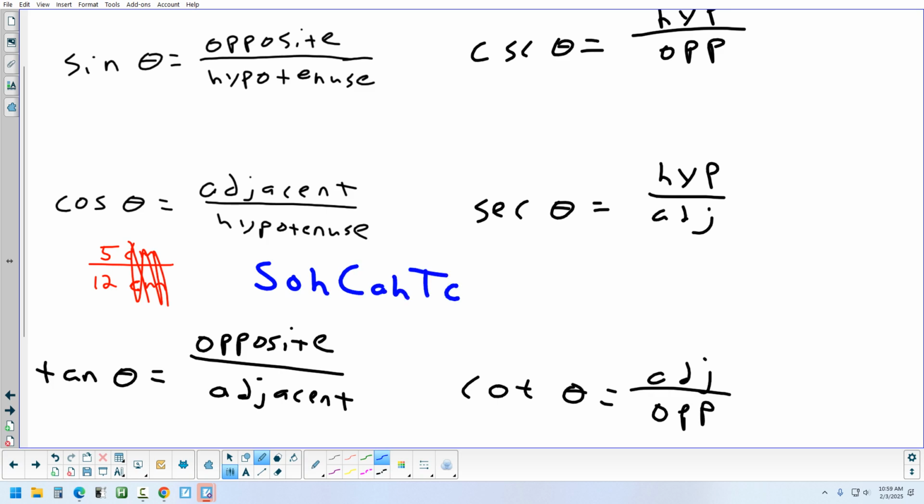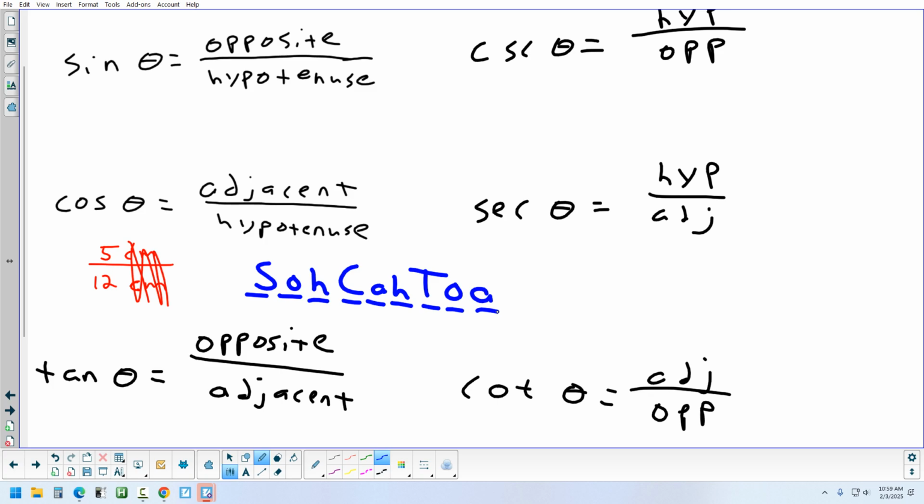So the SOH is sine opposite hypotenuse. Yeah, sine is opposite over hypotenuse. The CAH is cosine adjacent hypotenuse. Cosine is adjacent over hypotenuse. And then the TOA is tangent opposite adjacent. Tangent is opposite over adjacent. Yep, perfect. So SOH CAH TOA is a way that you can remember the trig functions.